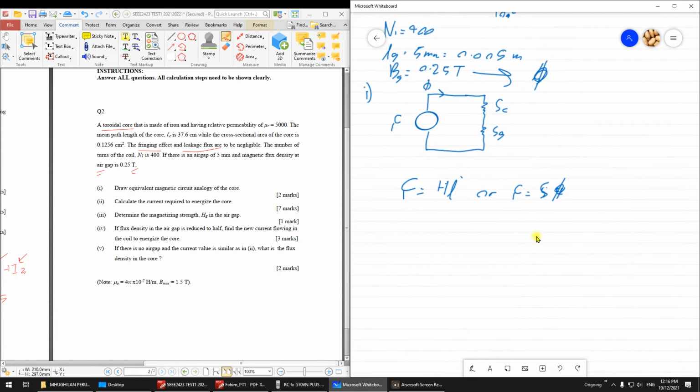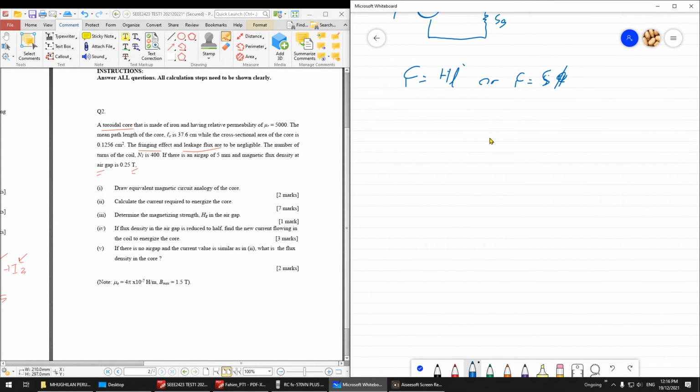Engineering is all about simplicity. You have to find the simplest solution. So choose this one, and of course you have to calculate the S. S total is basically S core plus S gap. S core is length of the core divided by mu naught mu r and area of the core, plus L gap divided by mu naught A gap.